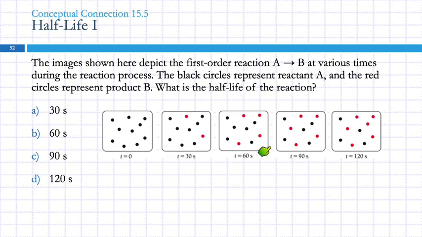So we need to find the box here that has 5 black circles. So that's this one right here, right? They're scattered around, so they're a little hard to count, but 1, 2, 3, 4, 5. So the half-life must be 90 seconds. Any questions?